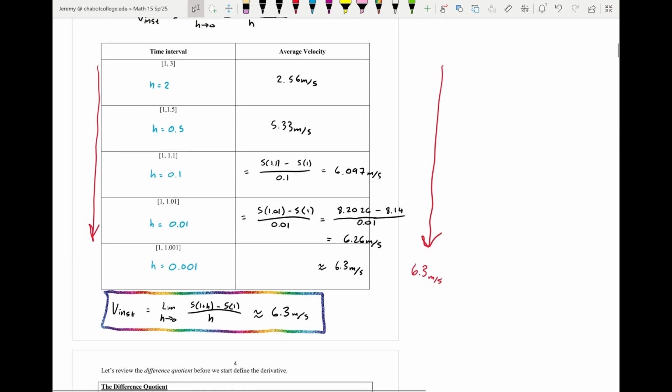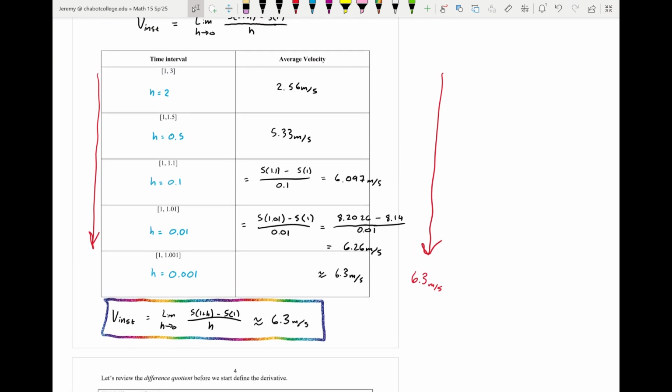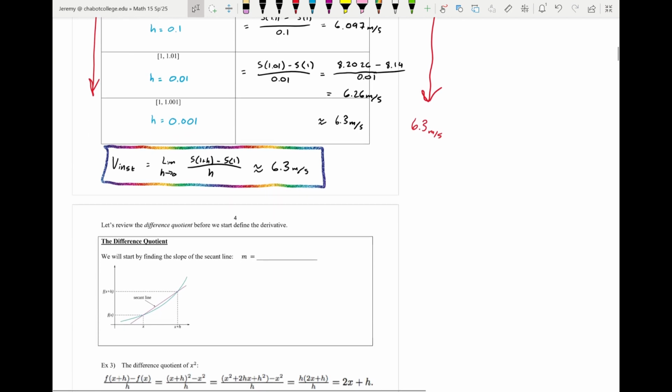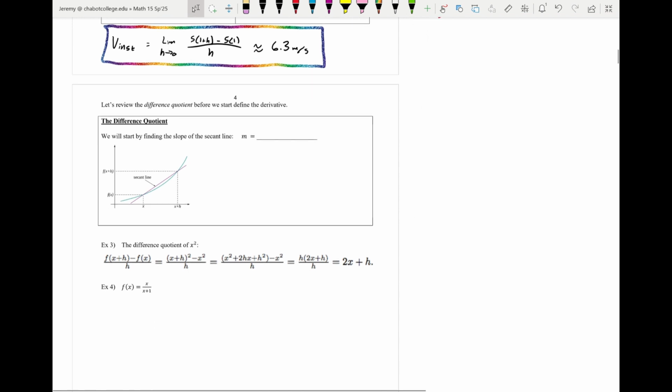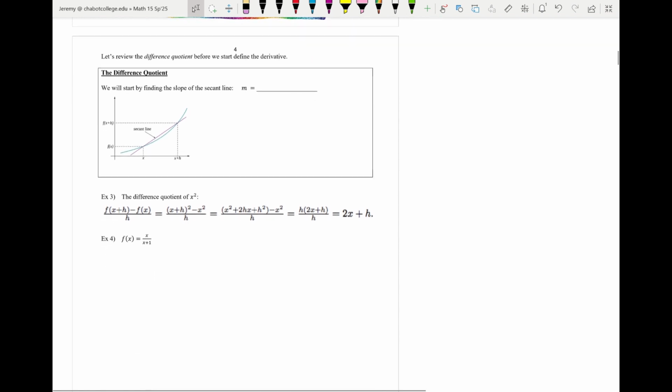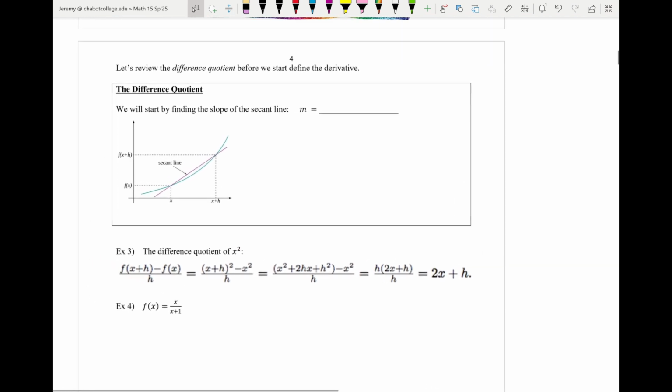Okay, so take a deep breath. Try to let that soak in a little bit. And we move on a little bit closer to the actual definition of the derivative. Okay, let's talk about the difference quotient. Okay, we're getting really, really close here. So just hang on.